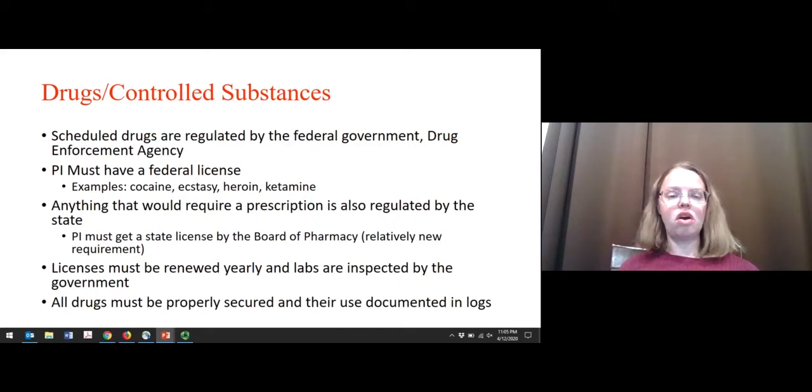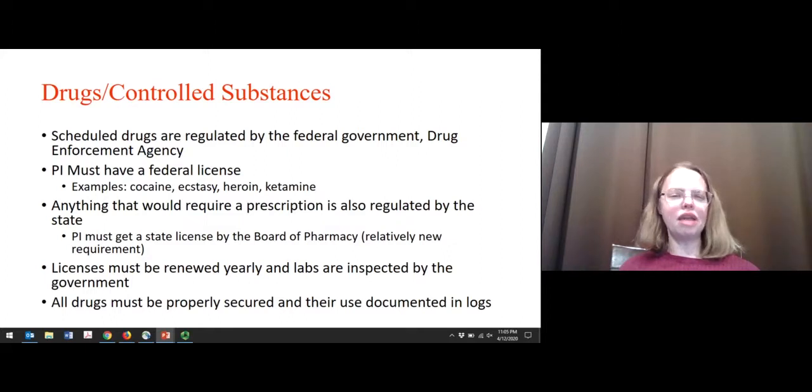Okay, next is drugs and controlled substances. These are regulated more by the federal government, the Drug Enforcement Agency. And so the PI to have these must have a federal license. Some examples of controlled substances include cocaine, ecstasy, heroin, and ketamine. My lab owns 3 out of the 4 of those. And so yes, I have a drug license.